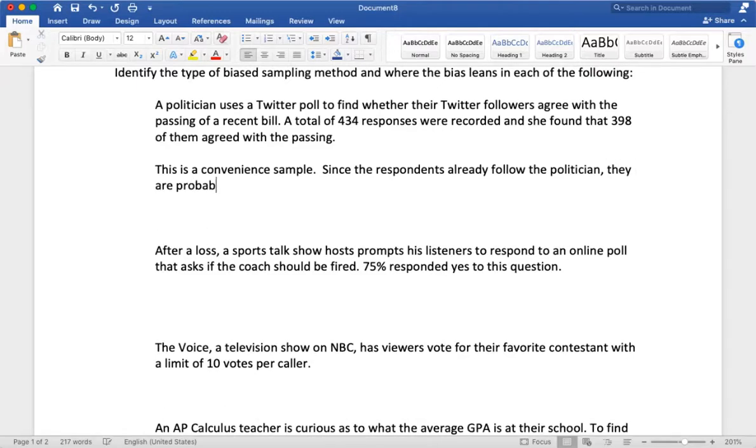They are probably fans. Like, they probably enjoy listening to what this politician has to say. If they go through finding this politician on Twitter and actually following the politician, they probably like that politician. This could lead to an overestimation of how many people are in favor of passing the bill.